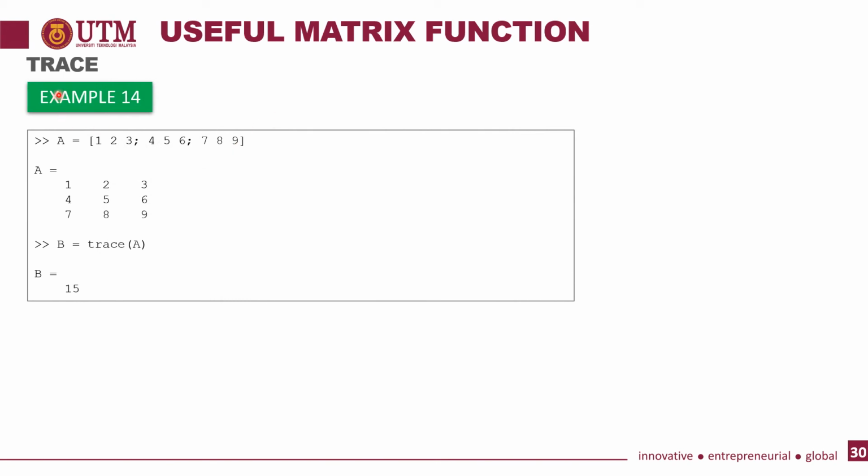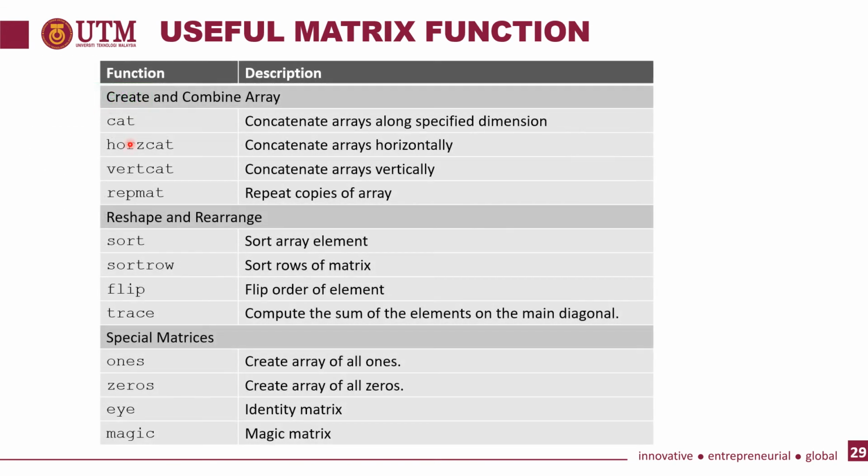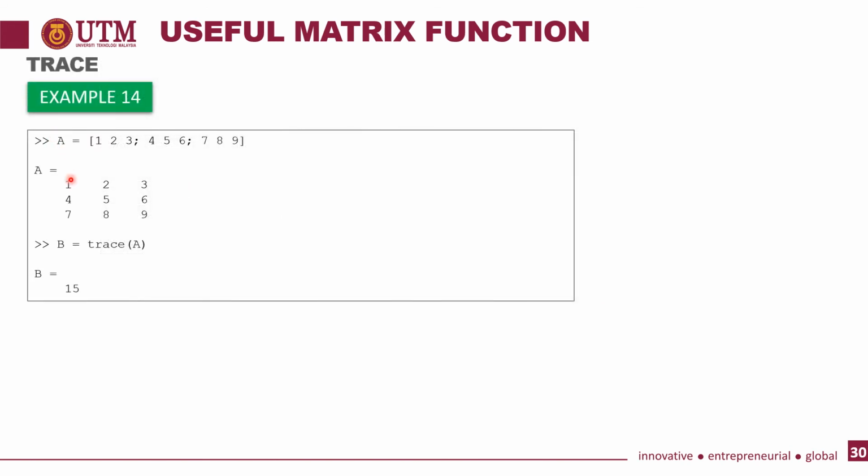So the first one is the trace. The trace calculates the sum of the values on the main diagonal of the matrix. The definition of the trace function is to compute the sum of the elements on the main diagonal. The main diagonal is here: 1, 5, and 9. So when we put trace of matrix A, 9 plus 5 is 14, 14 plus 1 is 15.